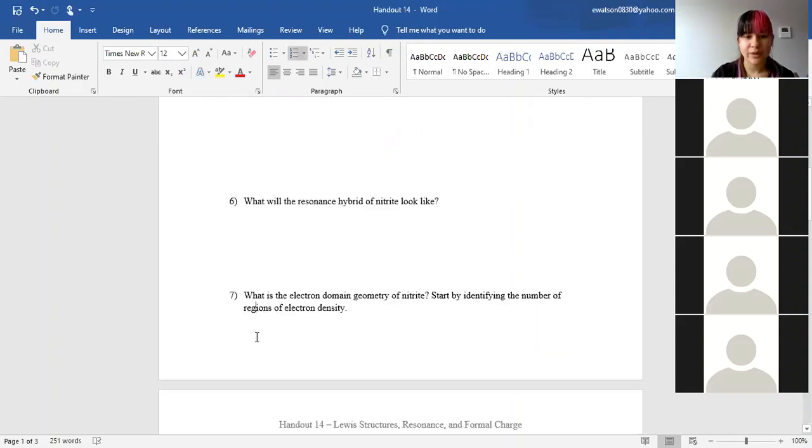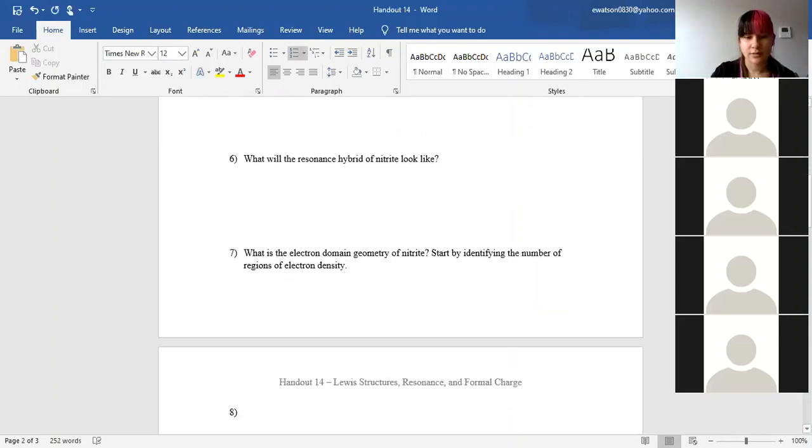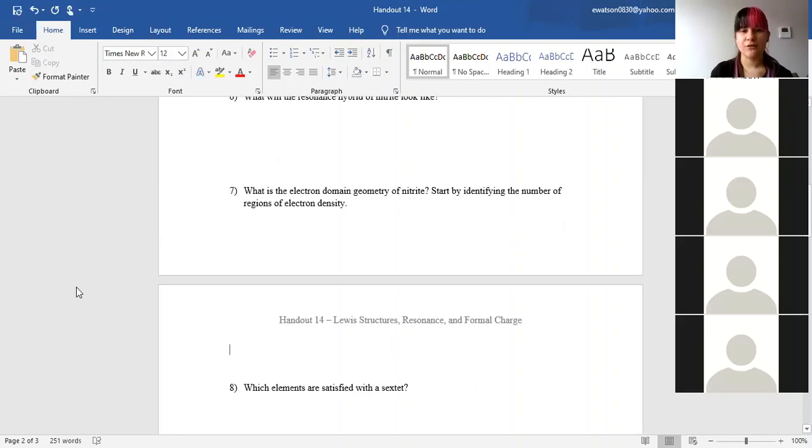So what is the electron domain geometry of nitrite? Start by identifying the number of regions of electron density. How many regions of electron density does it have? Three, yes, you're close. So it has 3 regions of electron density. Where do 2 come from?